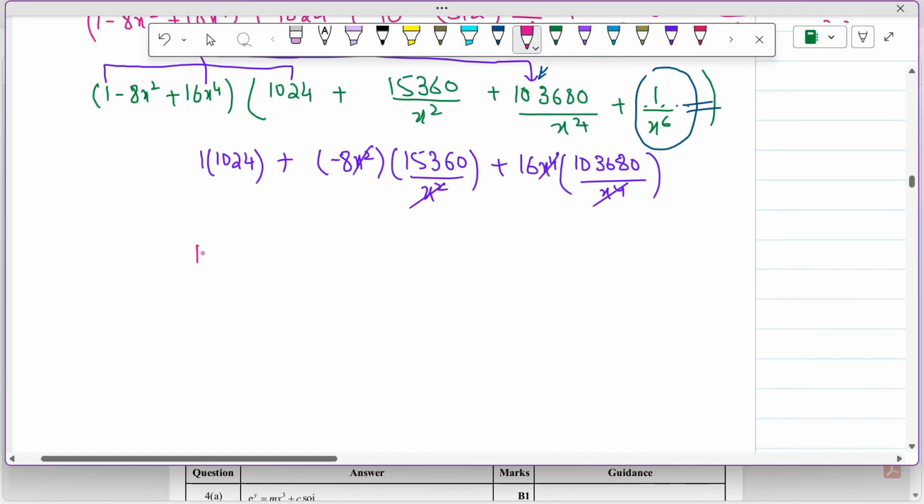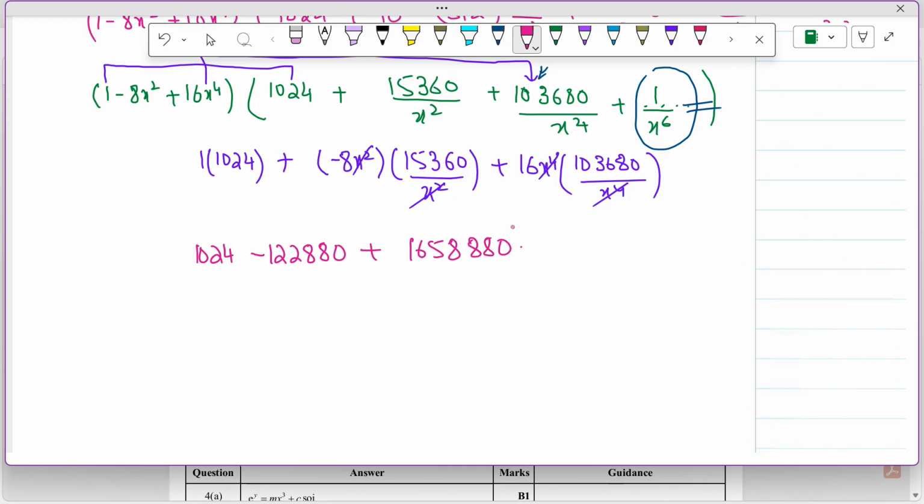So we will have 1024 − 8 times 15,360, which is −122,880, plus 16 times 103,680, which is 1,658,880. When we solve this, we will have 1,537,024, and this is the term which is independent of x.